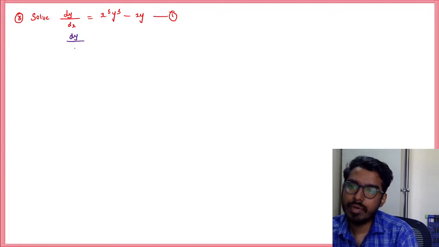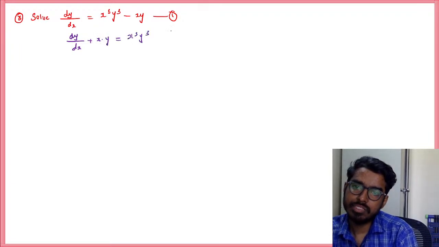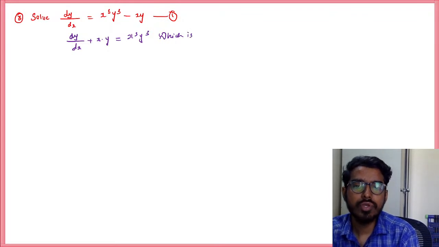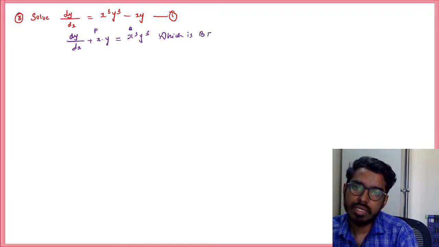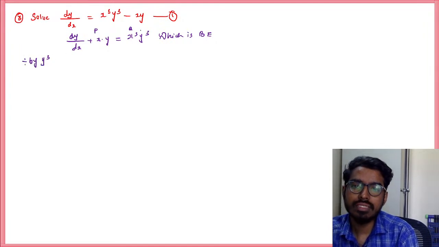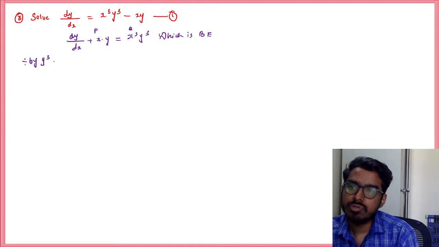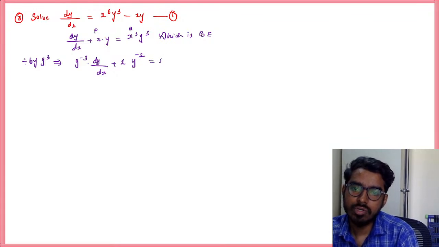So you will have dy by dx plus x into y is equal to x cube y cube, which is a Bernoulli's equation, right? dy by dx plus py is equal to q into y power n. So first we'll divide by y cube, right? We should always have function of x only here. That means this will be y power minus 3 dy by dx plus x into y power minus 2, dividing by y cube, 1 minus 3 is minus 2, is equal to x cube. Let's call this equation 2.